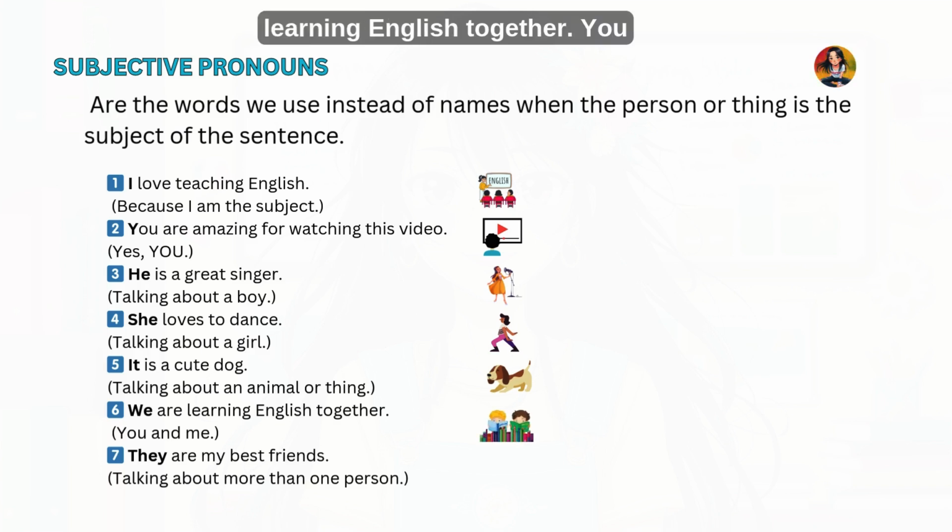We are learning English together. You and me. They are my best friends. Talking about more than one person. See? It's that simple. You're already learning so fast.